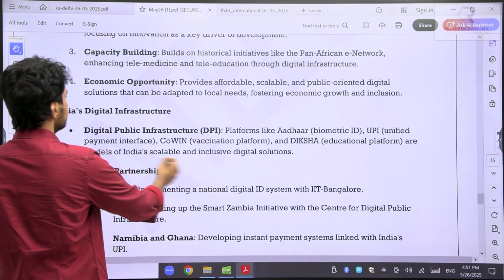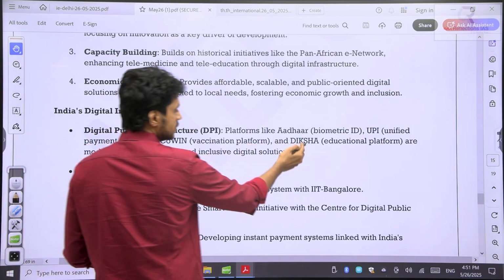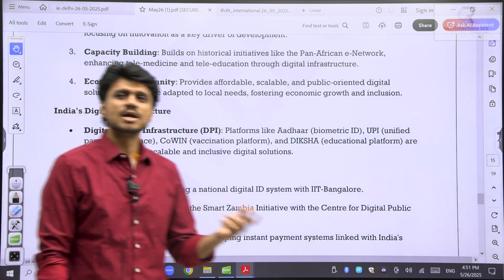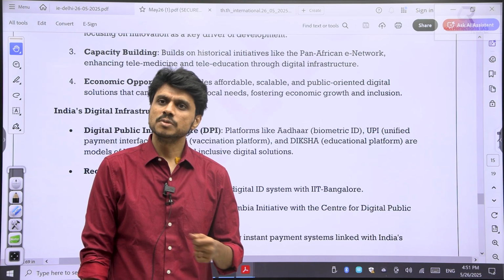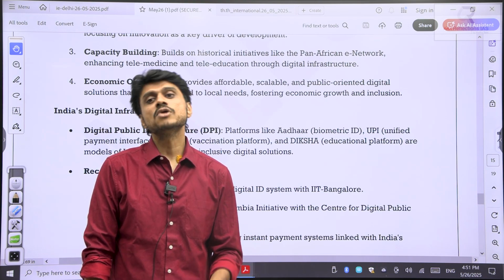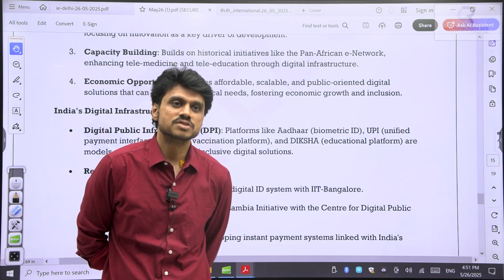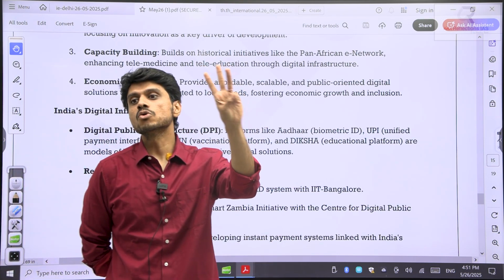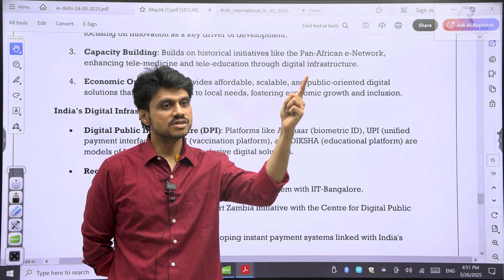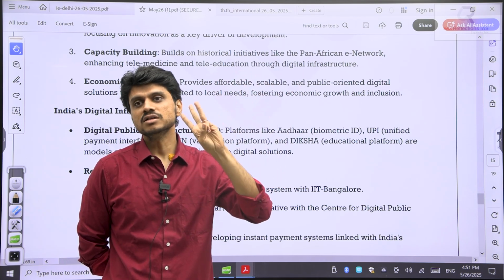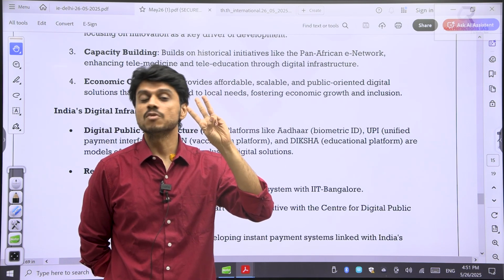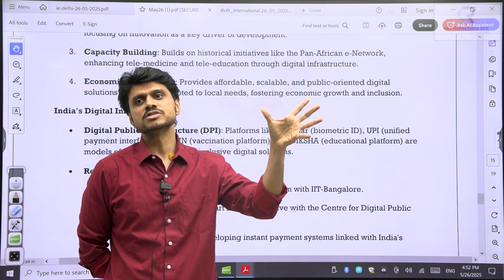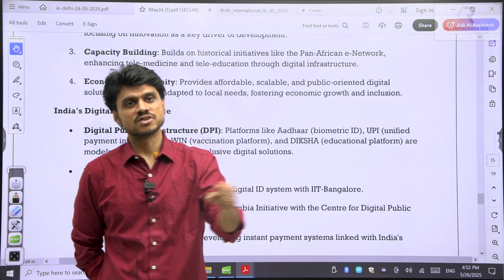See here, the CoWIN platform, Diksha, these are certain platforms. You have various platforms being developed by the government to provide services. Now you have to purchase some services also. You also have the UPI. So these are the three core components: identification, payment, and the digital platform-based services. Very important thing. This is called India Stack, nothing but India's digital public infrastructure.